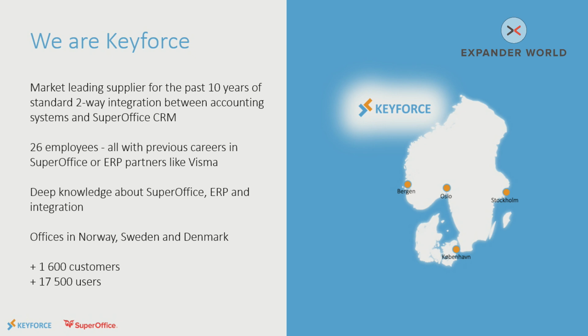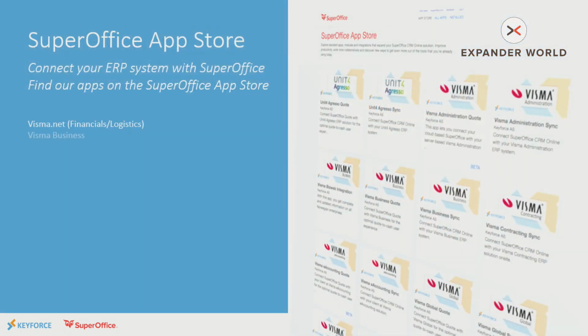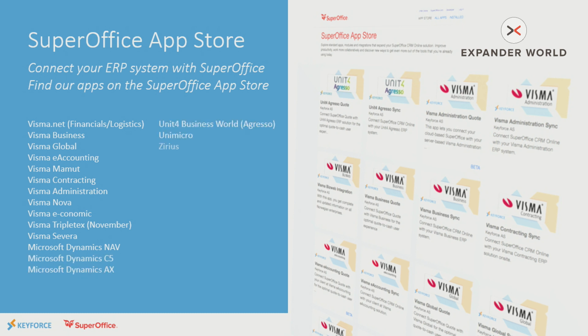We have offices in Norway, Denmark, and Sweden, and we have so far delivered integrations to more than 1,600 companies and 17,500 users. We have made integrations to a number of ERP systems, as you can see in this list, and you will of course find them in the SuperOffice App Store. Our customers expect our integrations to be easy to initially set up, easy to maintain, work seamlessly with SuperOffice, and of course to be easy to use. And we provide that with our standard out-of-the-box integrations.